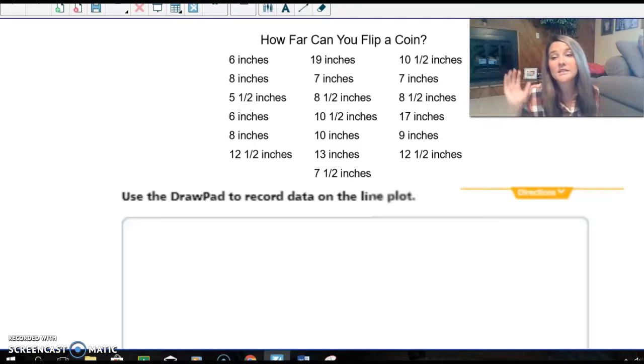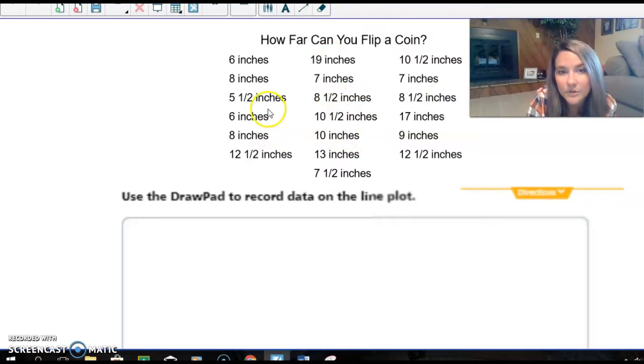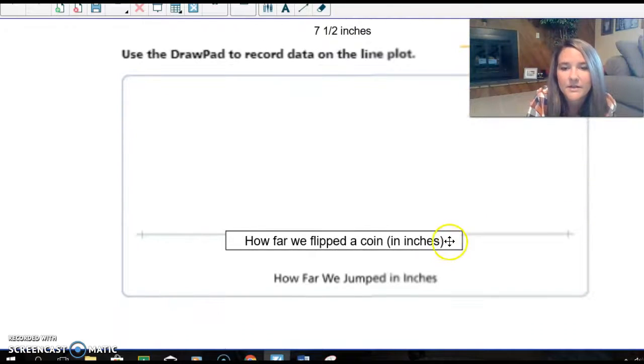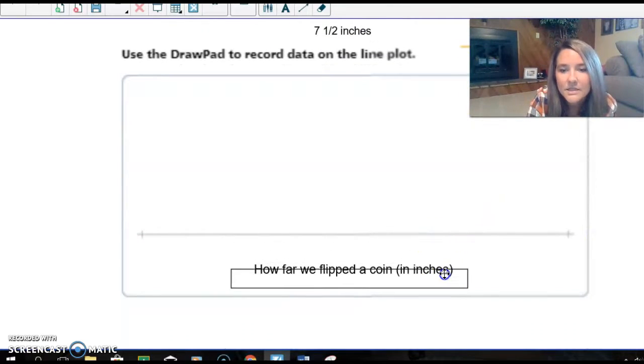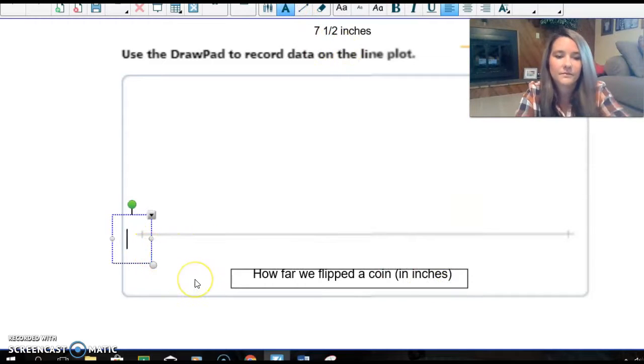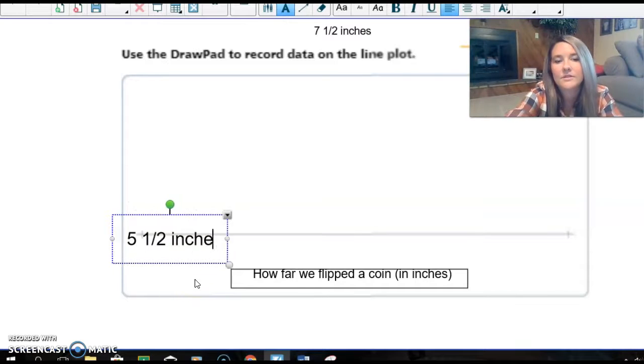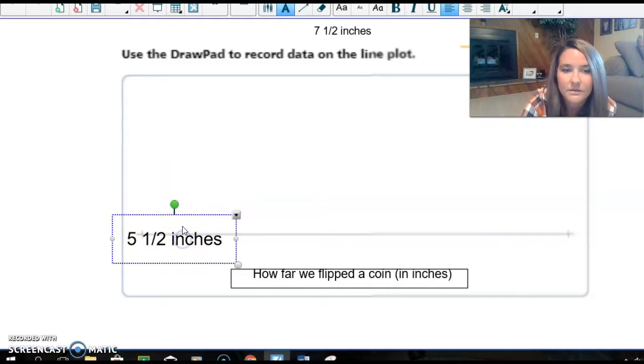Well, it's important we need to know our range. We need to know where to start our line plot and where we need to end our line plot, okay? So we want to make note of the lowest and the highest measurement, or the longest measurement. So we want to make sure that we put 5 1/2 inches, because that's our lowest measurement.